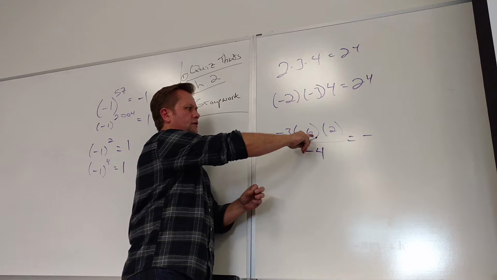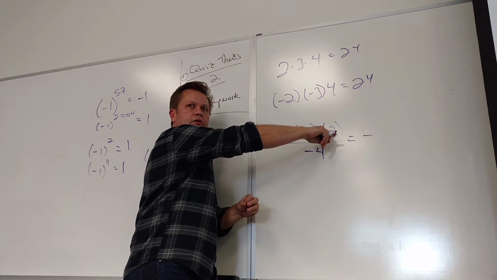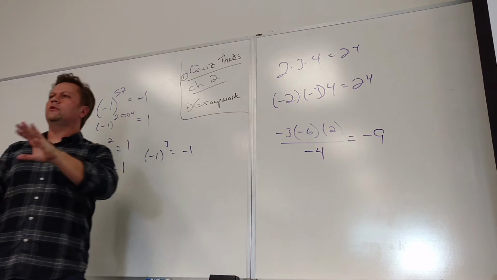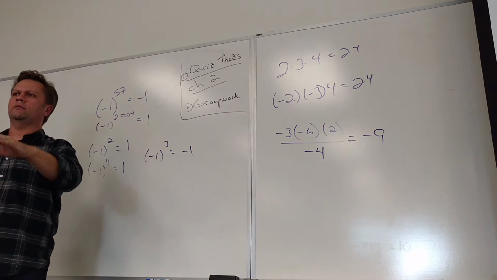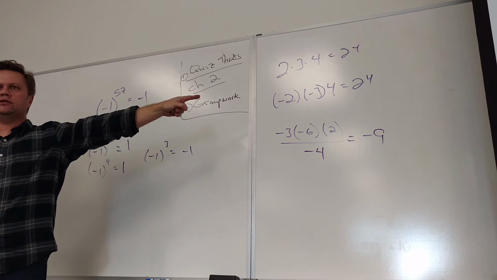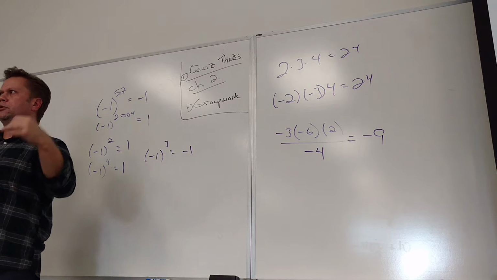3 times 6 is 18, times 2 is 36, divided by 4 is 9. So that kind of problem: figure out what the sign's going to be, and then forget about it. Focus on the numbers then. So it's this idea used in a different kind of way with other numbers besides 1.